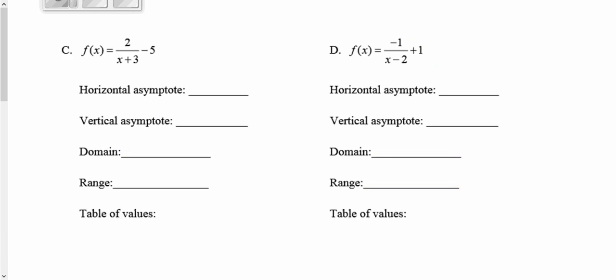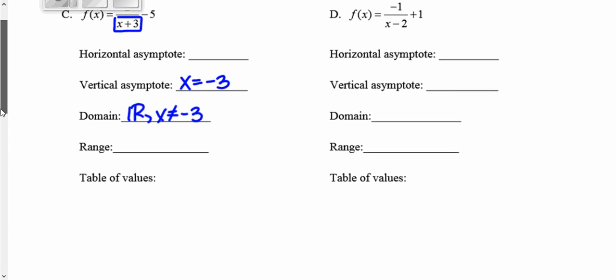On your next page, so go ahead and flip with me and we're going to continue that same pattern to start off with. So remember, your vertical asymptote comes from the denominator. What would make the denominator equal to 0? Negative 3 would. So x equals negative 3. So your domain is all real numbers, x cannot equal negative 3.